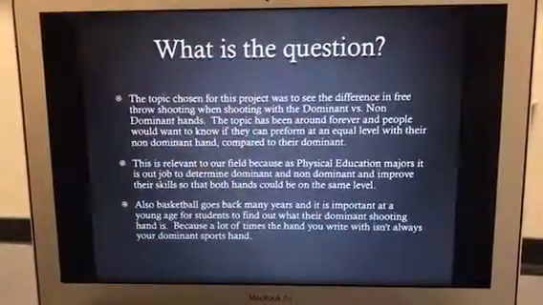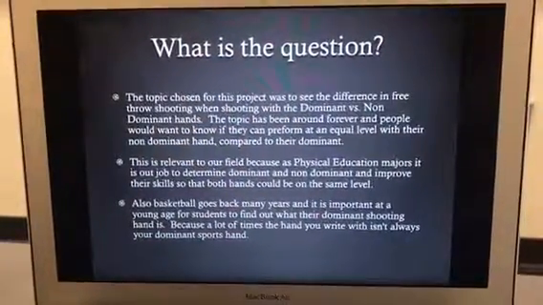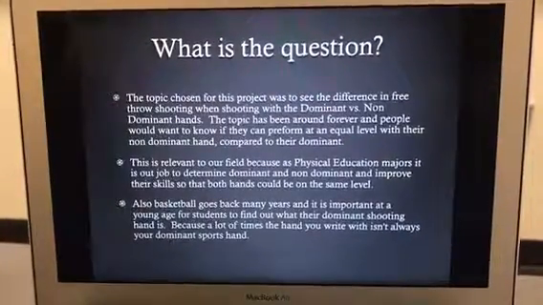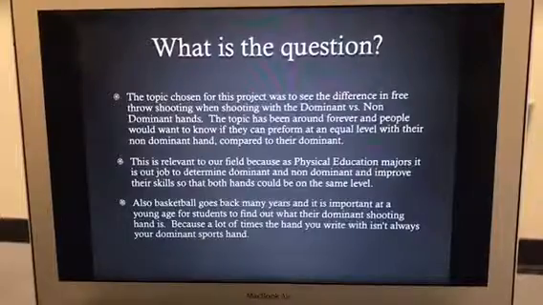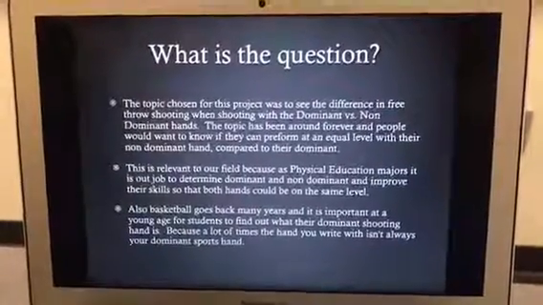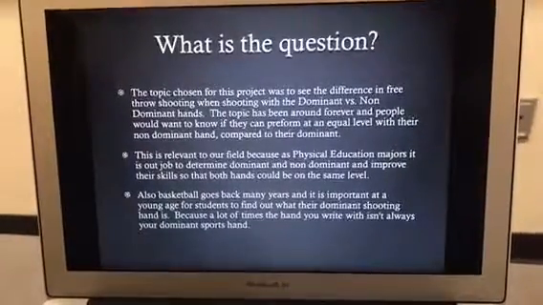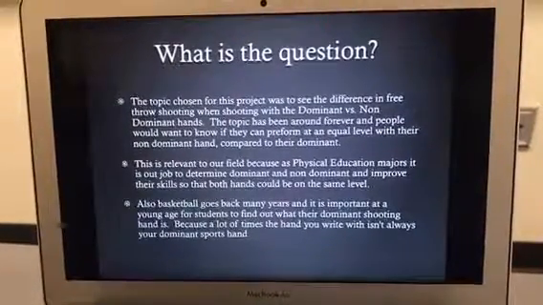So when we decided to choose the question of what hand do you shoot better with, dominant or non-dominant, we all had a really good idea that dominant would come out on top. With that being said, I think that we were really surprised when we saw females shoot a pretty high percentage with non-dominant as opposed to their dominant.